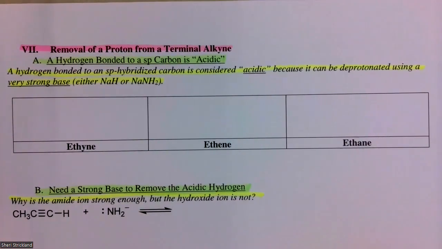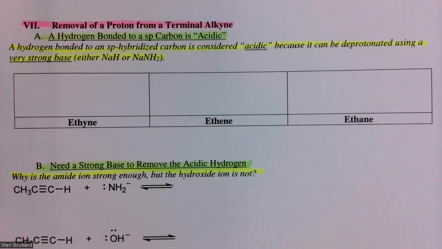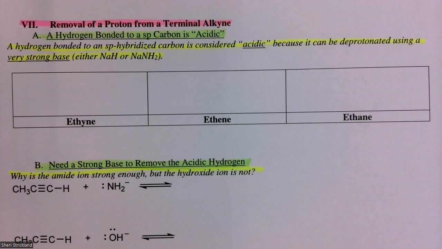So deprotonation of a terminal alkyne means that we're going to remove that hydrogen from the end carbon. And we can do this because a hydrogen bonded to a carbon that is sp hybridized is considered acidic. And it's considered acidic because it can be experimentally deprotonated using a very strong base.